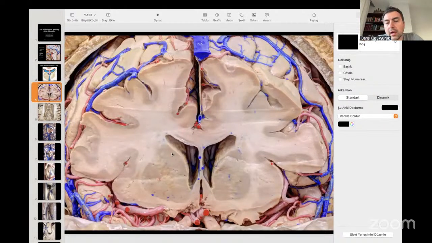Let's go see some anatomical specimens. This coronal cut through the ventricles, through the basal ganglia and insula, is done anterior to the foramen of Monro.